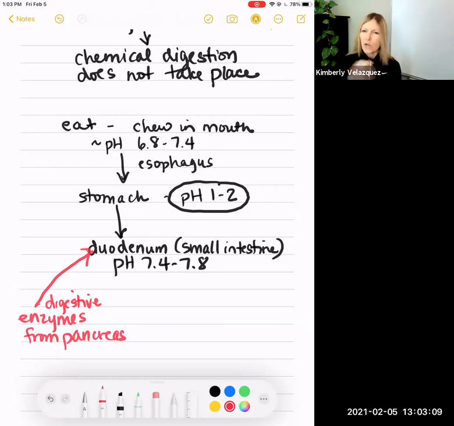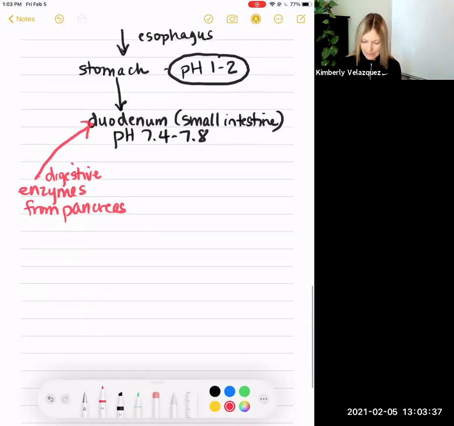If we just dumped all of that acidic food straight into the small intestine, you could not digest your food. It would completely denature all of those enzymes. Instead, the food is going to get slowly pulsed into the duodenum a little bit at a time. The amount of food that enters is 100% based on pH.